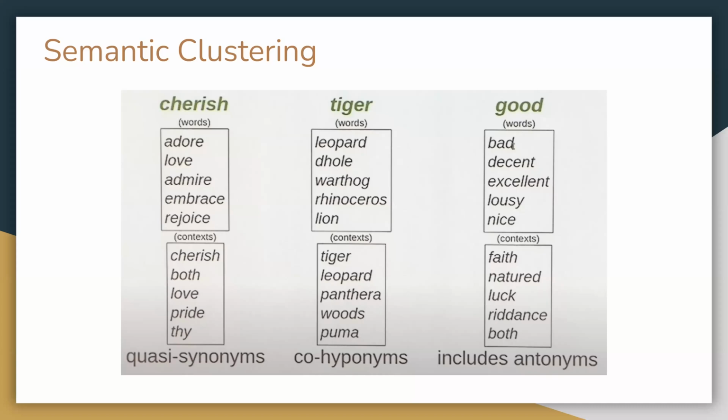Hi, I'll be discussing semantic clustering. In this process, we first cluster words based on similarity between their word embeddings as measured by Euclidean distance. As we can see, the clusters seem intuitive. The first cluster includes words with the same sentiment, such as adore, love, admire, embrace, rejoice, and so on. The second cluster captures animals, such as leopard, dhole, warthog, rhinoceros, lion, and all the other animals. The third cluster captures synonyms and antonyms, such as bad, decent, excellent, lousy, nice, and all the emotions. Next slide, please.